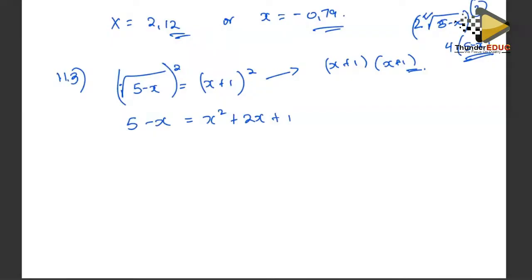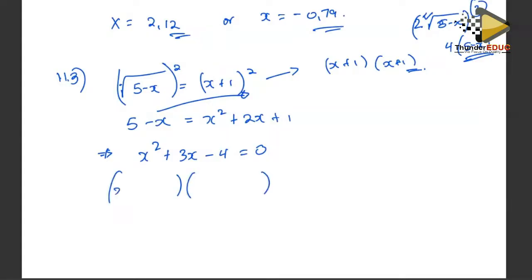Okay, from here, let's collect the like terms. Everything should be on one side to form a standard equation. It's x squared plus 3x, that's going to be minus 4 is equal to 0. I'm moving everything to the right. Then I can factor this out.